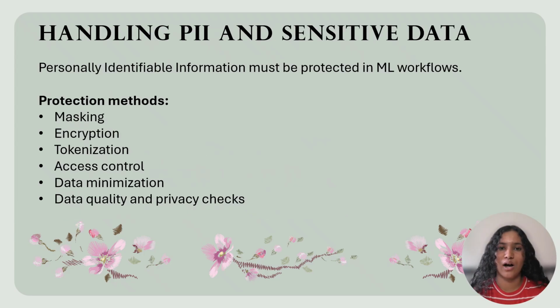Machine learning workflows often use sensitive data. Personally identifiable information (PII) includes data that can identify a person, such as names, emails, phone numbers, or addresses. This information must be protected before it is used in analytics or machine learning. Common protection methods include masking, encryption, tokenization, and access control. Another important principle is data minimization, which means only using the data that is actually needed.